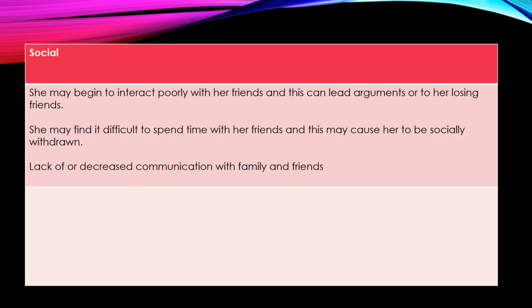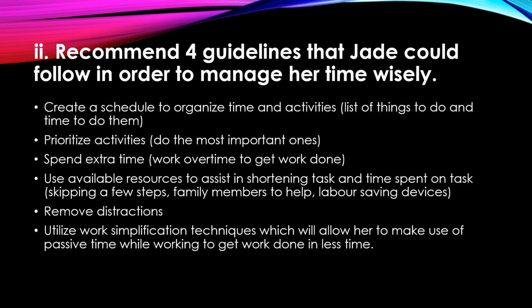Socially, she may begin to interact poorly with her friends, and this can lead to arguments or to her losing friends. She may also find it difficult to spend time with her friends, and this may cause her to be socially withdrawn. Or lack of or decreased communication with family and friends.